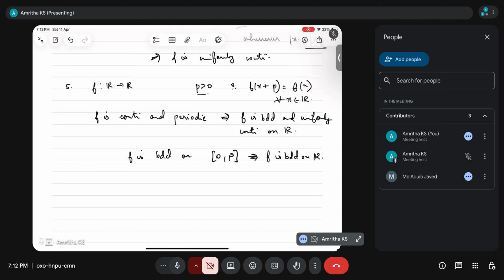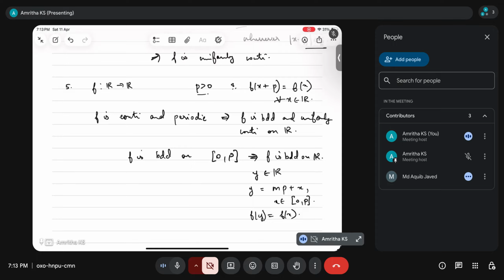Right? Yeah. Because if I take any y in R, then y can be written as some m times p plus x, where x belongs to this interval, right? Then f of y is just f of x, and that is bounded, right?